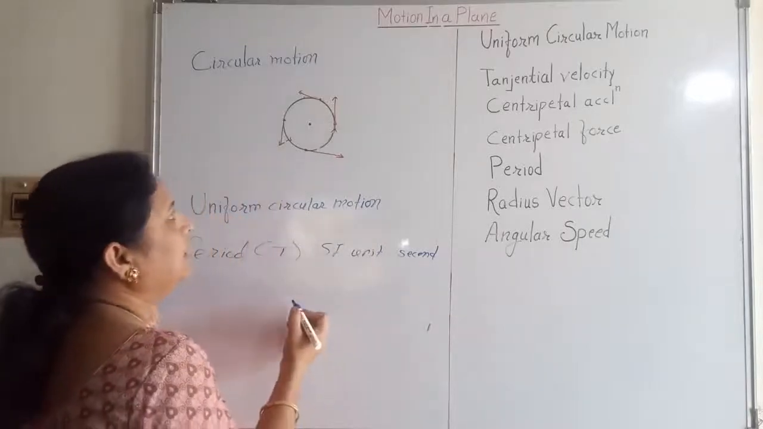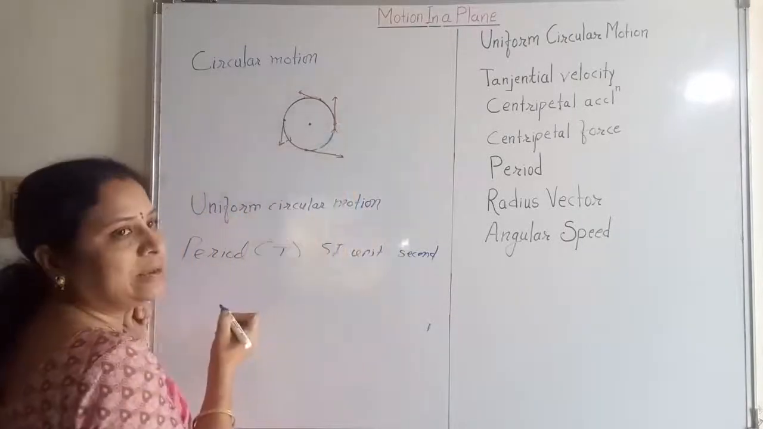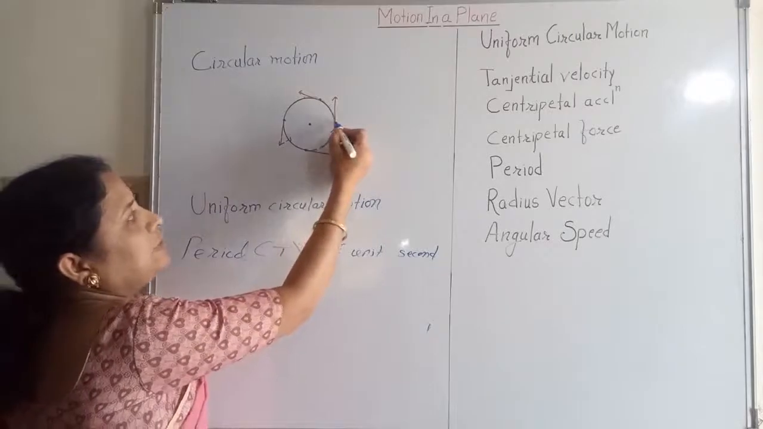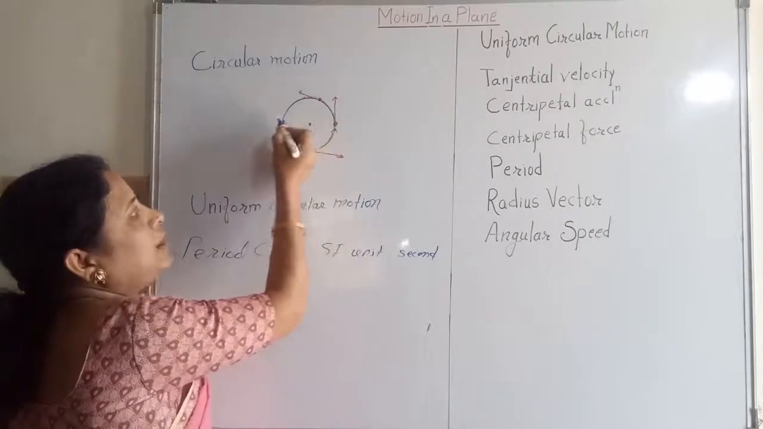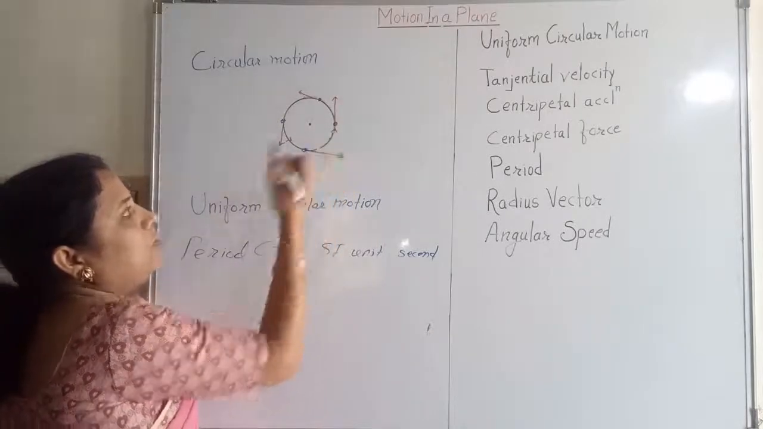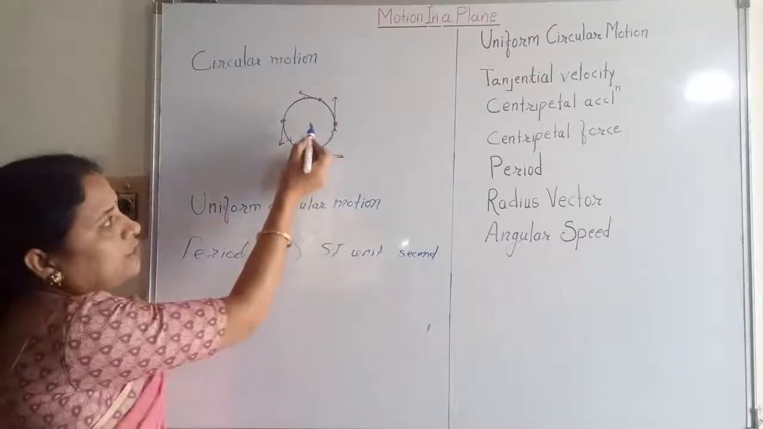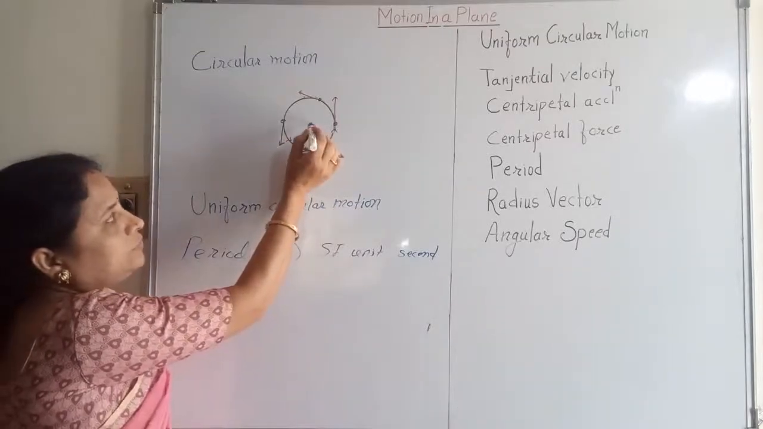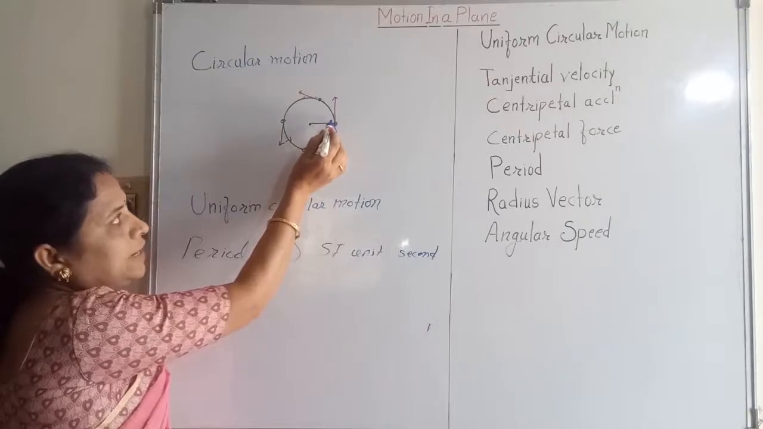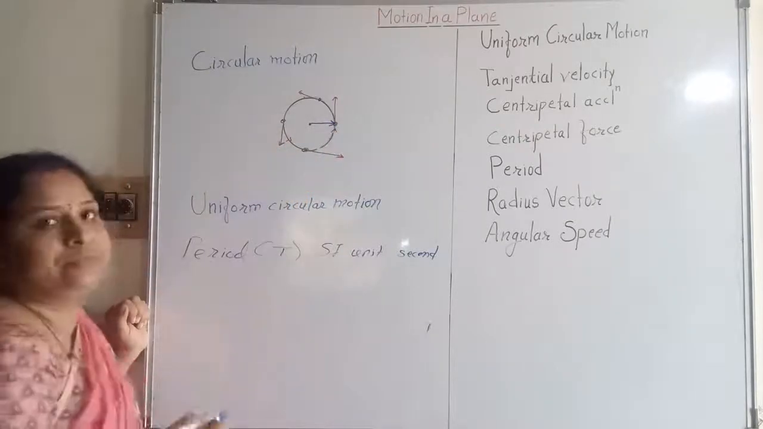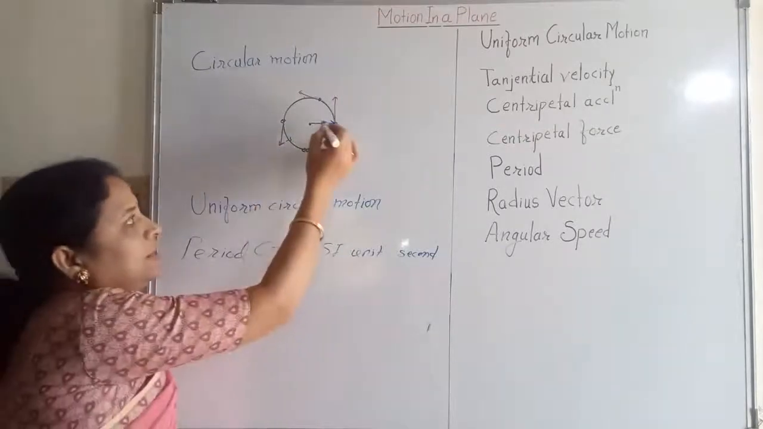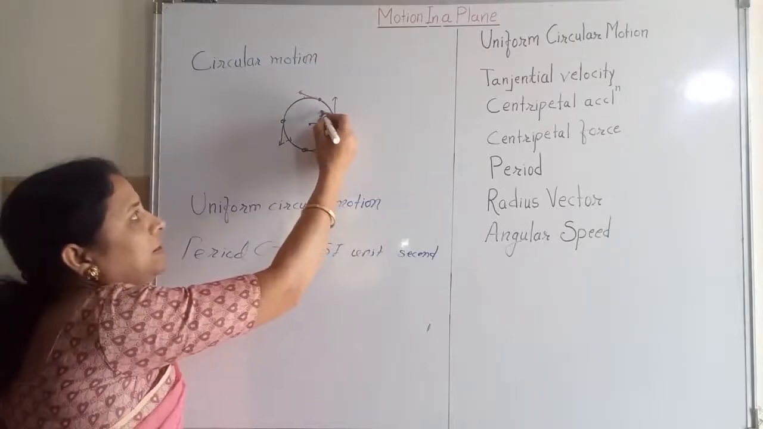Now we discuss the radius vector. See, we use this diagram here. When the object is moving, at different positions, to show the position of that object, we draw a vector from the center to the point. The direction is towards the object. This vector is called the radius vector.